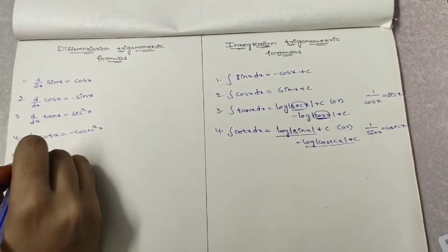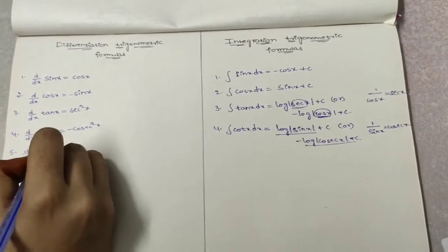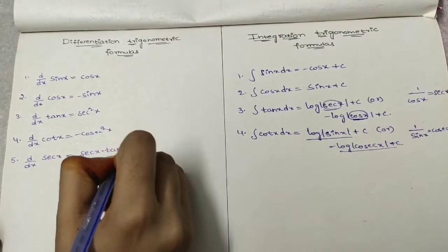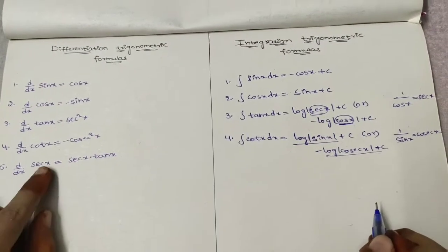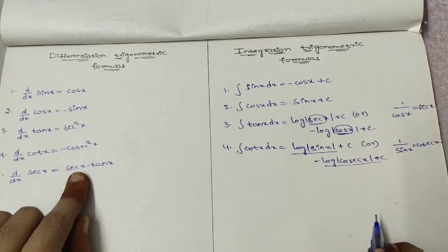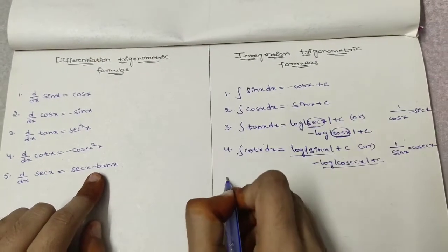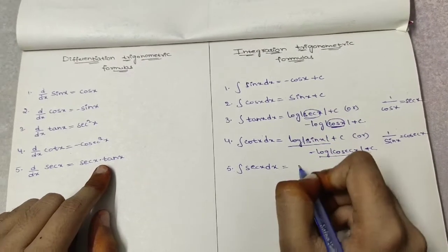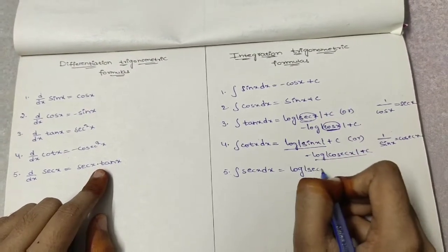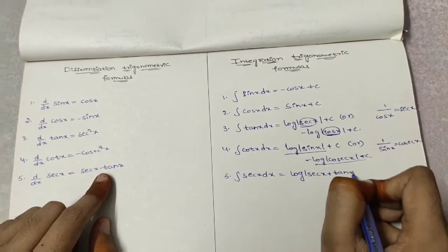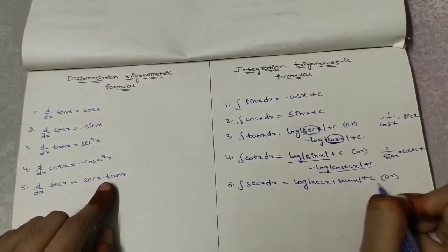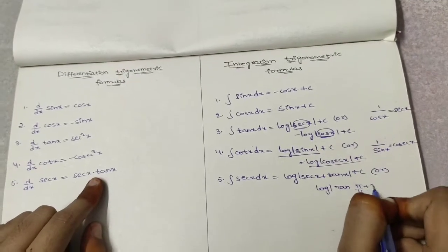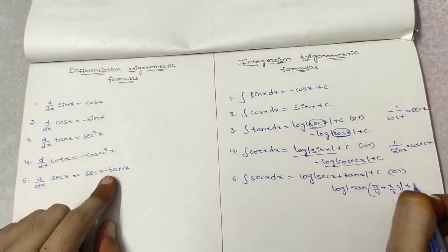And the next formula is d by dx of secant x is equal to secant x into tan x. If you differentiate secant x, it is equal to secant x into tan x. Whereas in the integration, if you integrate secant x dx, it is equal to log mod secant x plus tan x plus c, or log mod tan of pi by 4 plus x by 2 plus c.